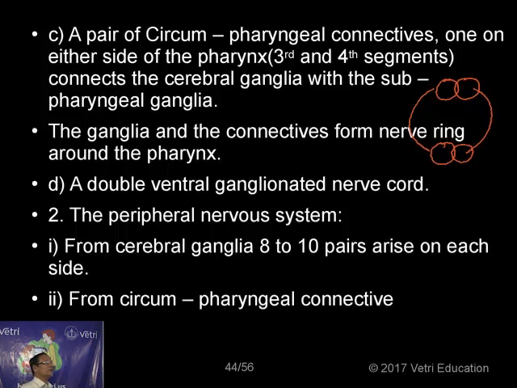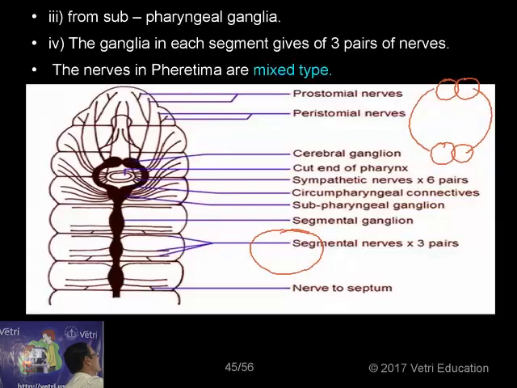Now the peripheral nervous system includes those nerves arising from the suprapharyngeal ganglia, the subpharyngeal ganglia, and also from the segmental ganglia. We have 8 to 10 pairs of nerves arising from the cerebral ganglia or suprapharyngeal ganglia, and also from the circumpharyngeal connective some nerves arise, connected to the anterior parts of the body. So 8 to 10 from the cerebral ganglia.